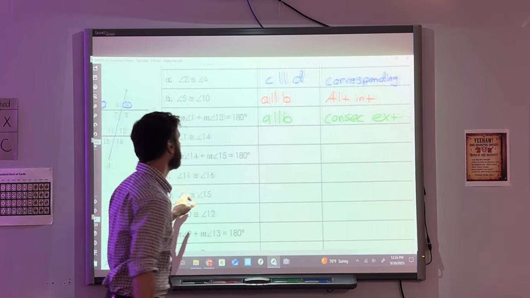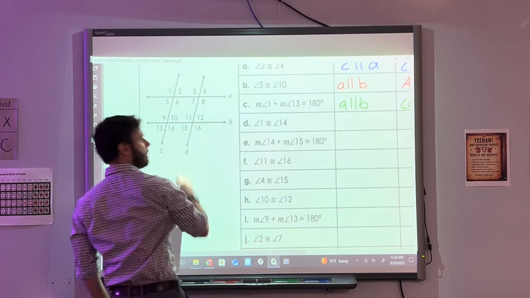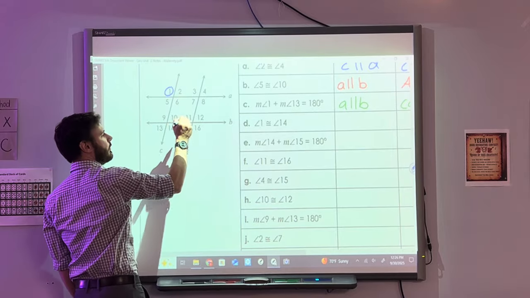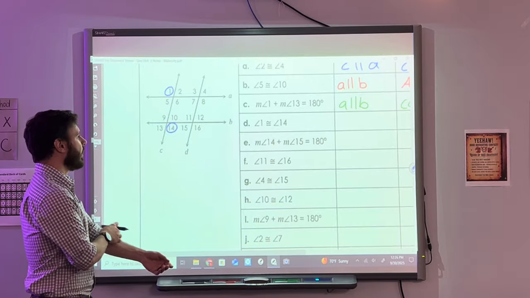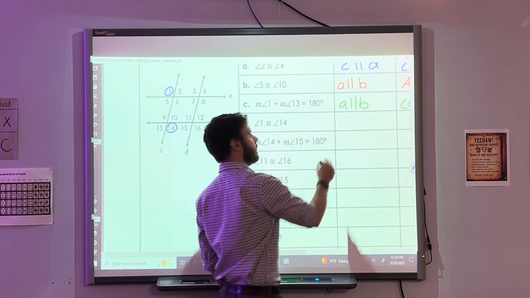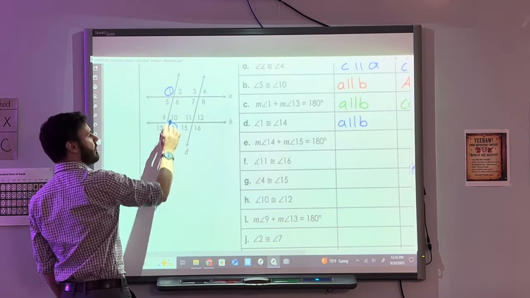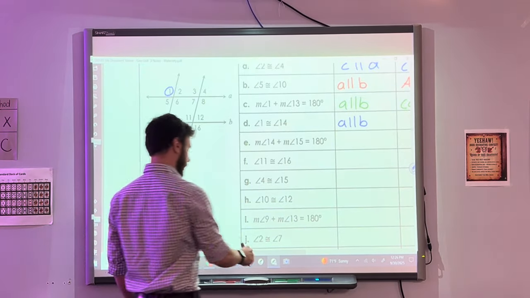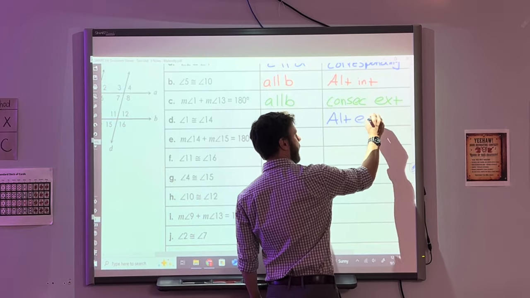Okay. Let's do a few more of these because I think we'll probably get it soon. 1 is congruent to 14. 1 and 14. All right. Well, the parallel lines I'm looking at are going to be A and B again. And 1 and 14 are the same. Looks like they're alternate exterior, and those should be the same. So that works for me. Alternate exterior.